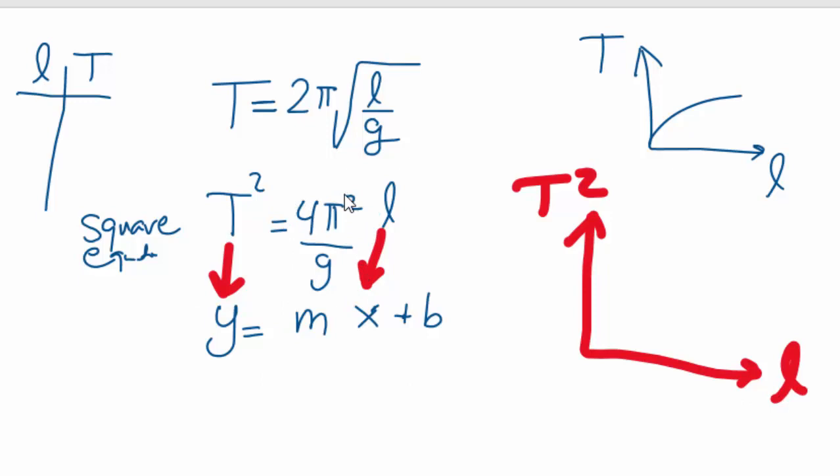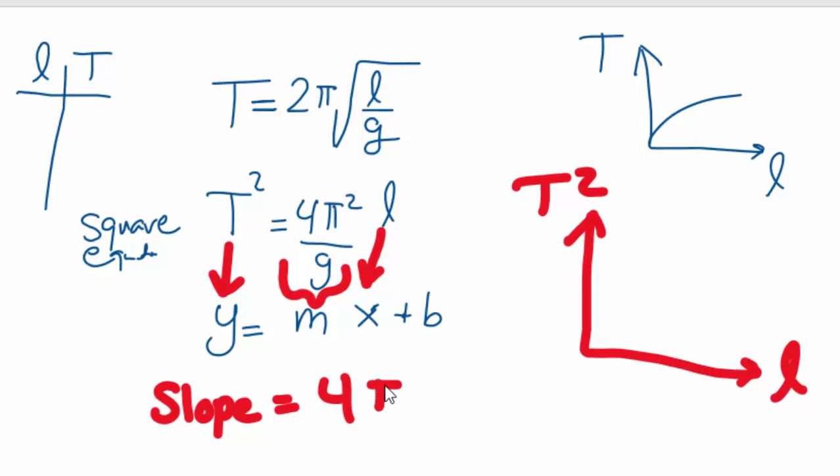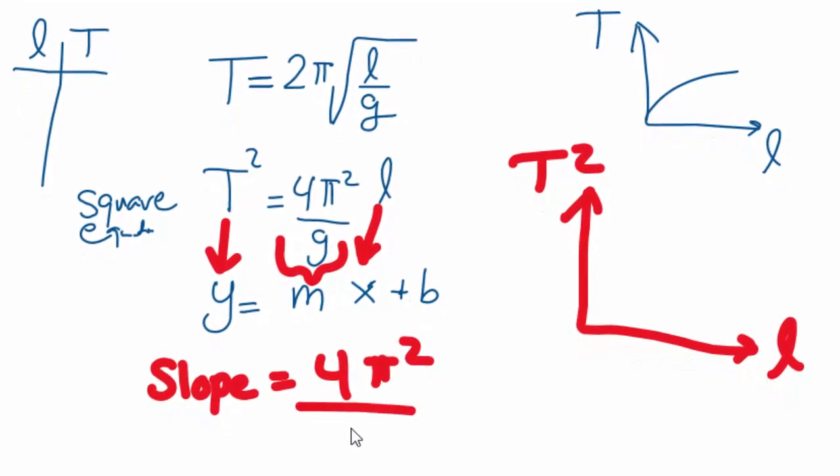This depends on the value of 4 pi squared over g, because 4 pi squared over g will be the slope here. If we project the equation of our graph onto the general equation of a straight line, the equal sign here will match with this equal sign. Length is the x-axis, and the formula between the x-axis and the equal sign is the slope. So this is the slope here. So the slope is equal to 4 pi squared over g.